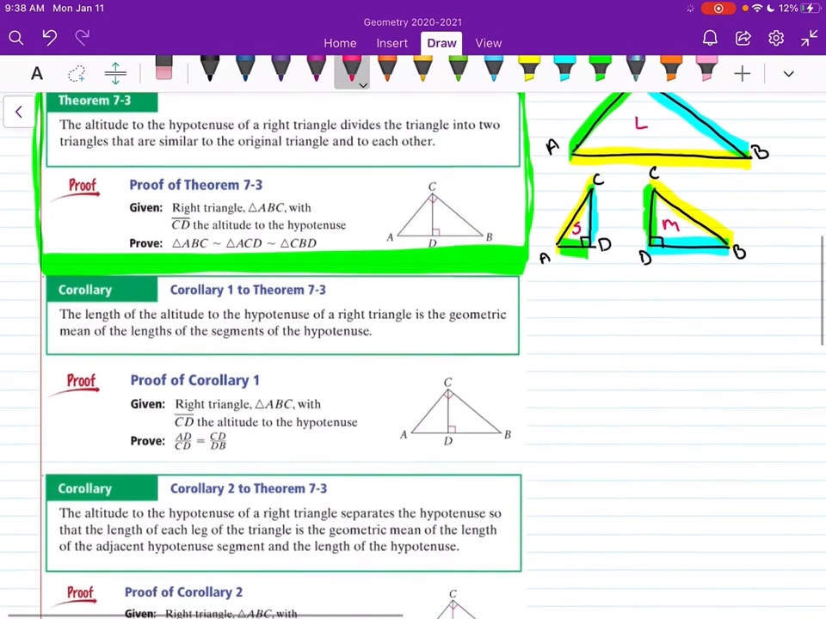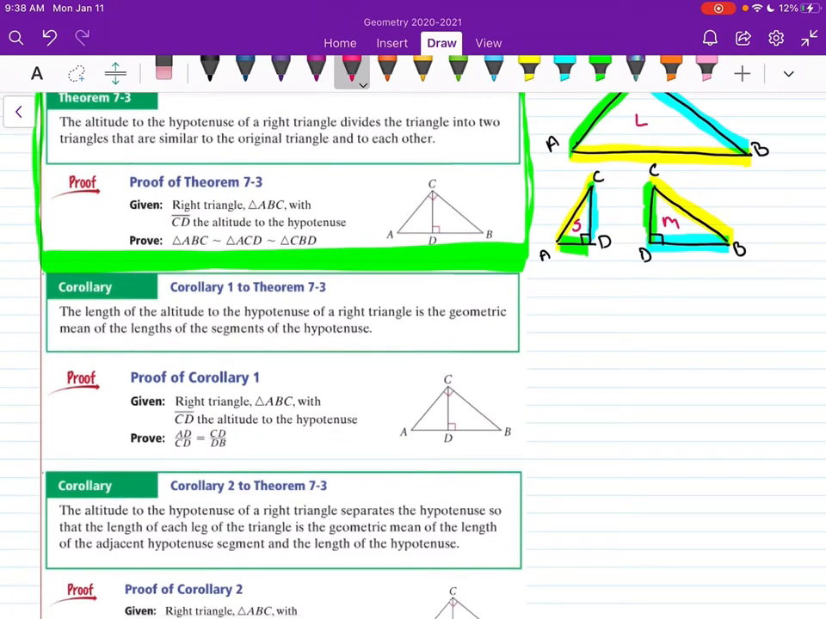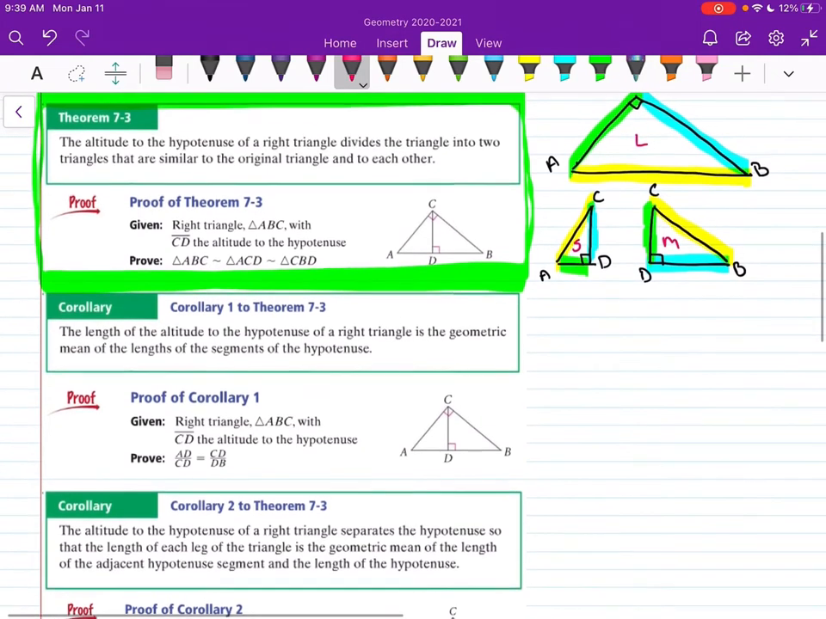So then corollary. Corollary, remember, is just a statement that follows directly from a theorem. Our next two corollaries help me set up proportions based on knowing that these three triangles are similar. So the first one says the length of the altitude to the hypotenuse of a right triangle is the geometric mean of the lengths of the segments of the hypotenuse. Okay, that's lots of words, but let's look and see what they did here.